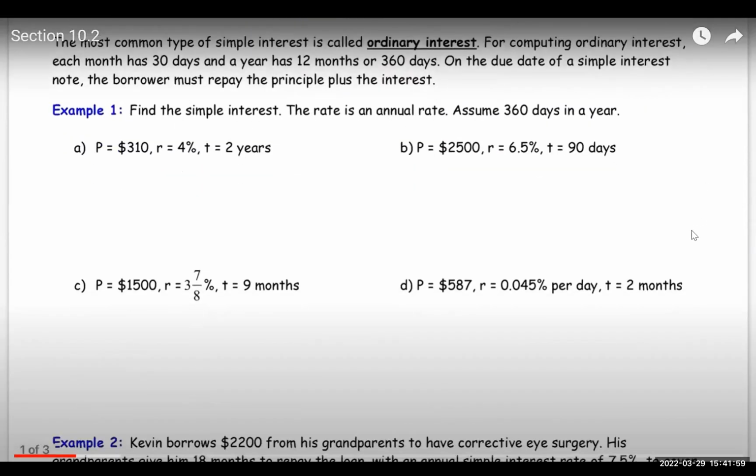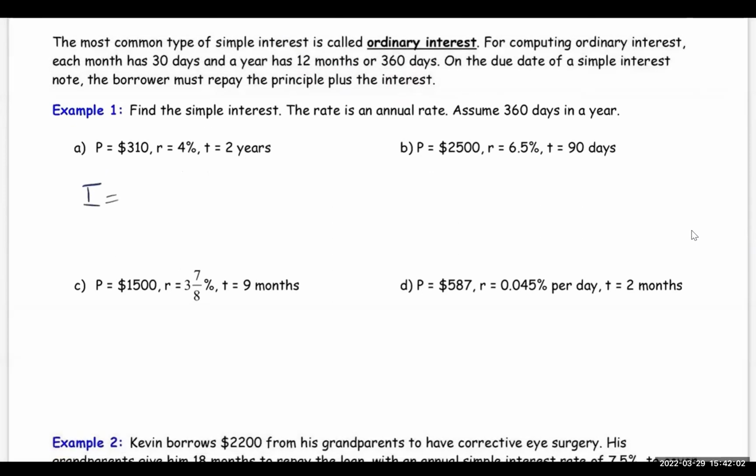So for the first example, they want us to find the simple interest, which is going to be P times R. Notice that I moved the decimal 2 spaces to the left, 1, 2, times T, which is already in years. That's annual interest rate, and this is years, so those two units are the same. So now you can multiply using your calculators. 310 times 0.04 times 2 is $24.80.